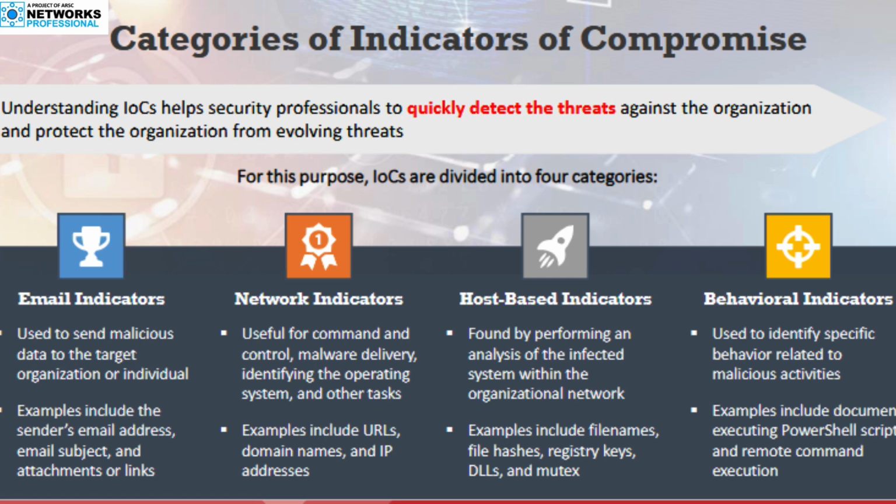Network indicators. Network indicators are useful for command and control, malware delivery, and identifying details about the operating system, browser type, and other computer specific information. Examples of network indicators include URLs, domain names, and IP addresses.